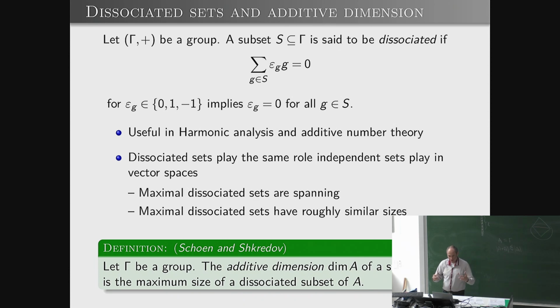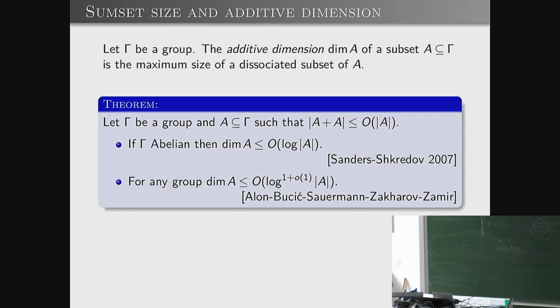So now the intuition is that if a set does not grow under addition, it behaves something like a subspace in a vector space or a subgroup in the group. And one way to make this precise is in the following theorem. Suppose you have a subset A in the group gamma such that A plus A is not much bigger than the size of the original set. Then I want to say that this set is close to a subspace, right? Now if it were a subspace, say over GF2, then its dimension should be logarithmic. And that's indeed what people proved.